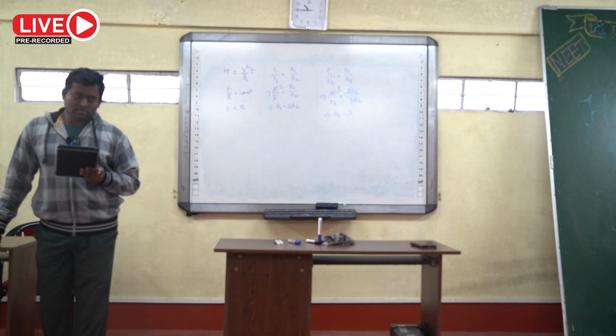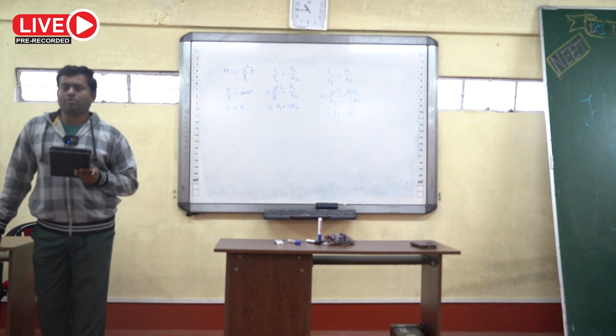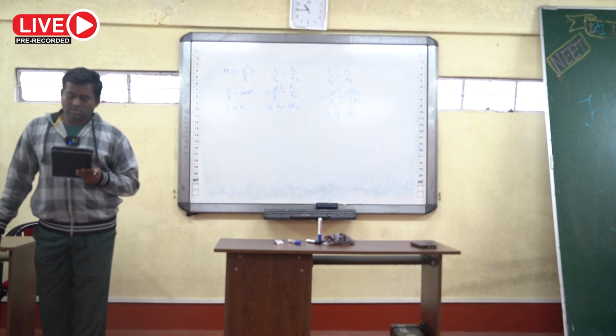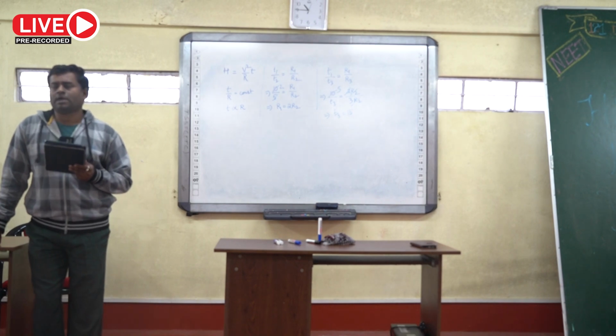The internal resistance of the battery is option A 1/3 ohm, option B 1/4 ohm, option C 1 ohm, option D 0.5 ohm.